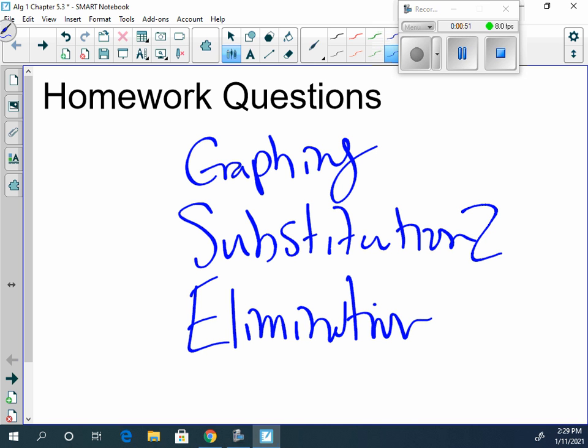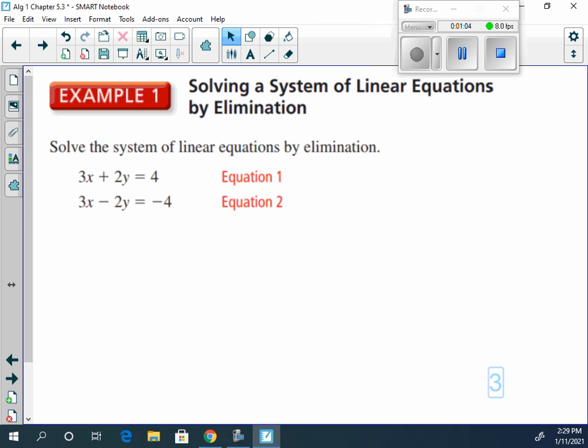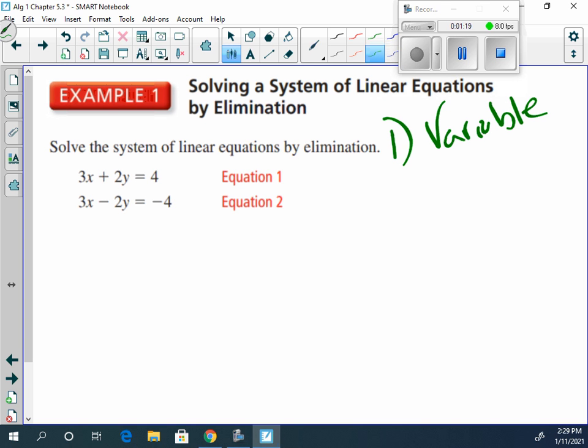And out of these three, substitution and elimination are the most used ways to solve them. Elimination is actually the most used, or most people like it better than substitution or graphing. Now what we're talking about with elimination is we have these steps here. When we use elimination to solve a system of equations, we're looking at both equations and first picking out one variable to eliminate. We want one of these variables to cancel out completely.